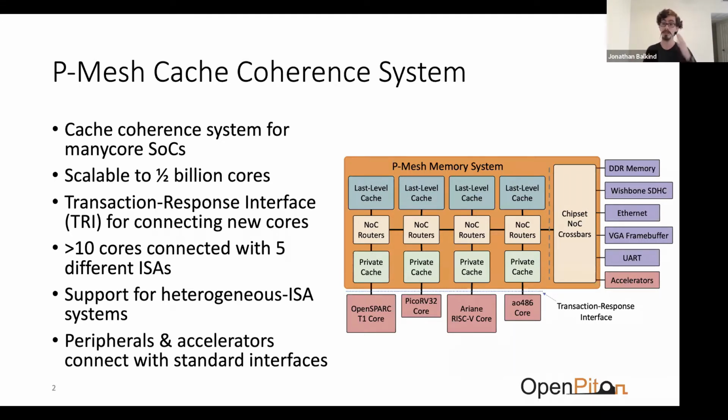So far, we've connected more than 10 different cores with 5 different ISAs into PMesh. And we specifically have support for heterogeneous ISA systems that I'll be talking about today. So you can actually have the cores that I note here living together in a single system. On top of that, we support a variety of different peripherals and accelerators using standard interfaces that you can connect into PMesh as well.